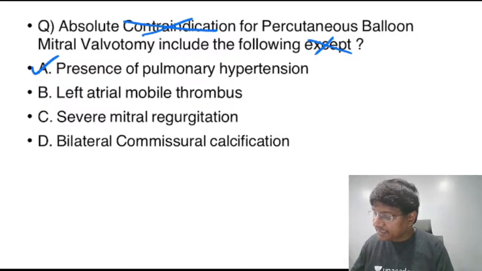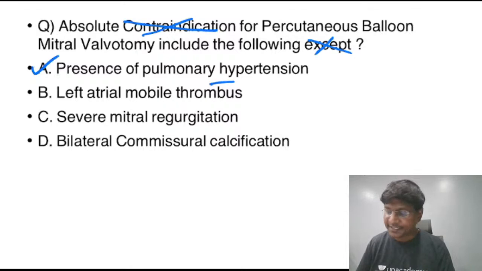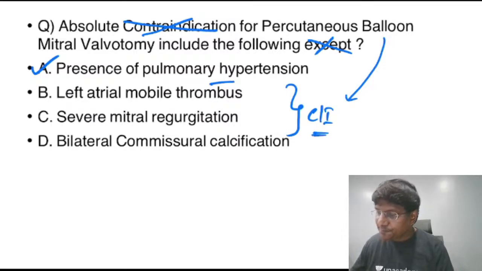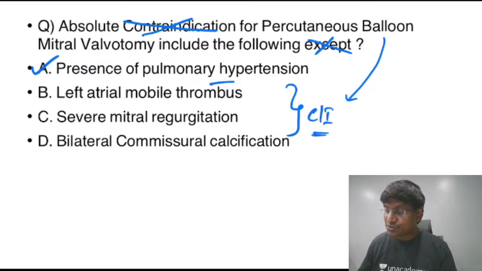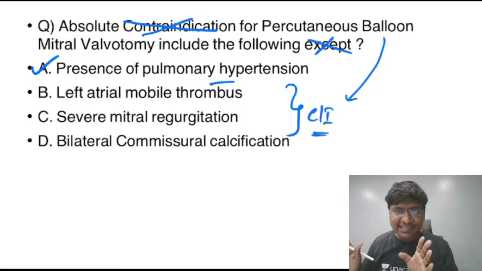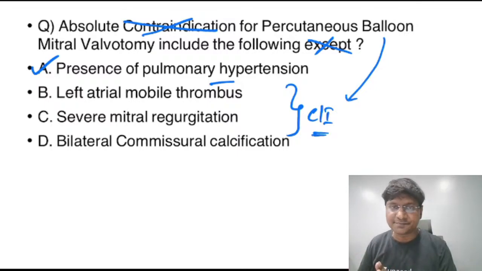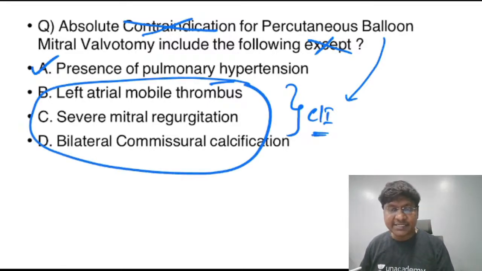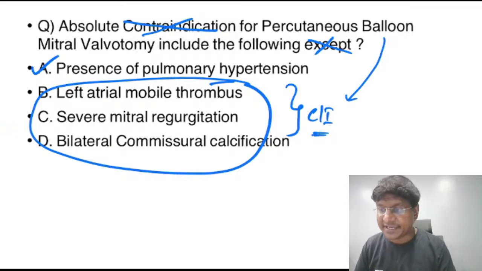Percutaneous balloon mitral valvotomy can be done in pulmonary hypertension. Whereas for this percutaneous balloon mitral valvotomy, these three conditions I have just taught you are contraindications. So try to understand the English language in the question. Absolute contraindication except. These three are your absolute contraindications. But what is asked? Except. That is your pulmonary hypertension.